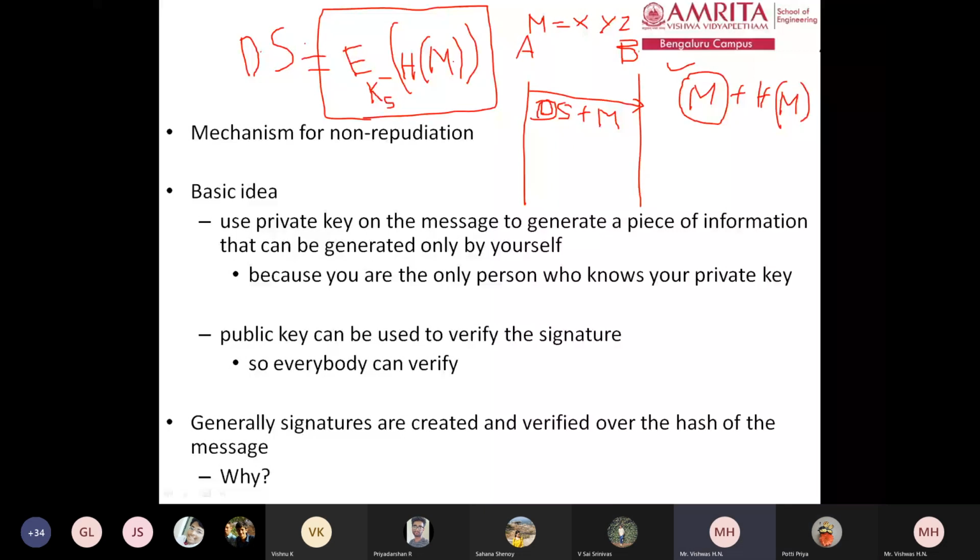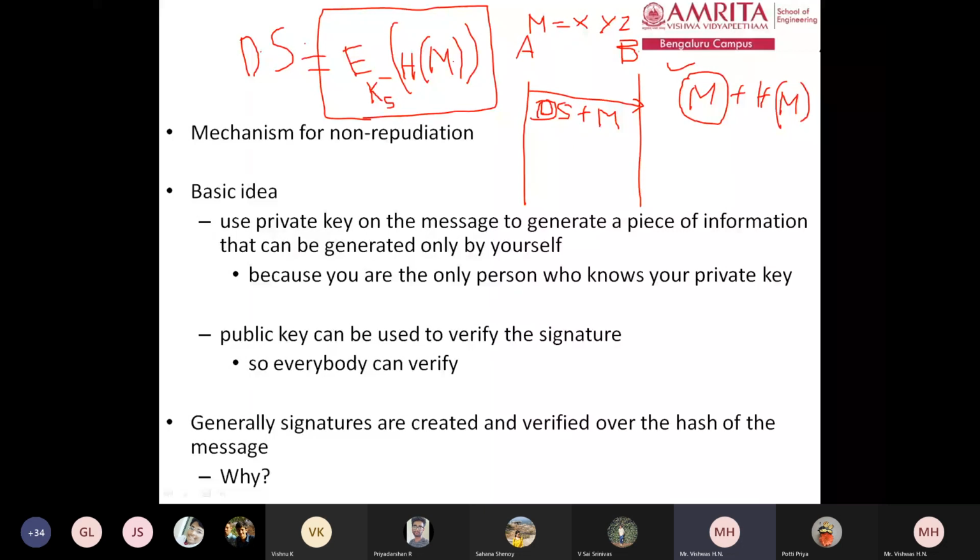These are the two reasons. The main reason why the hash code of the message is encrypted is to prove integrity. The other question is, why not encrypt the whole message using the private key?